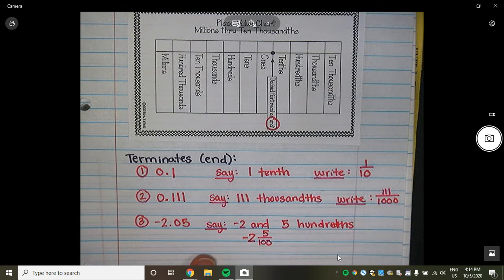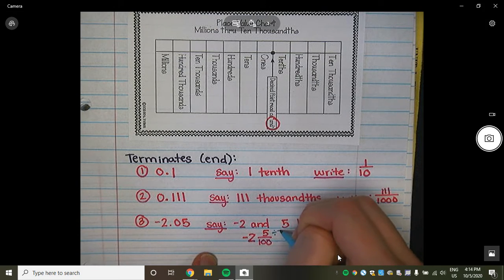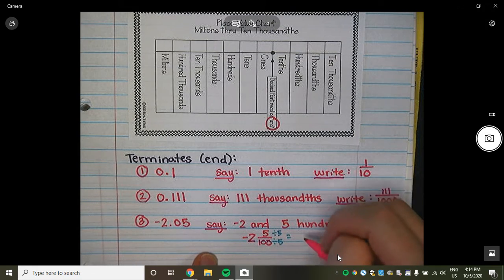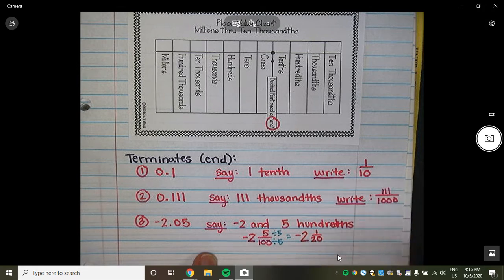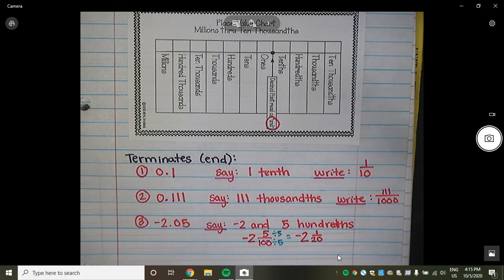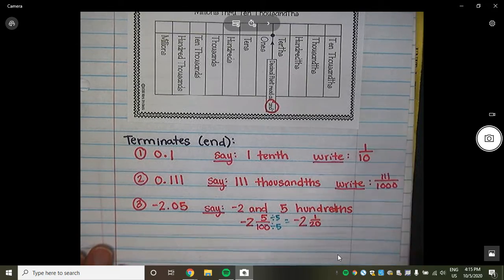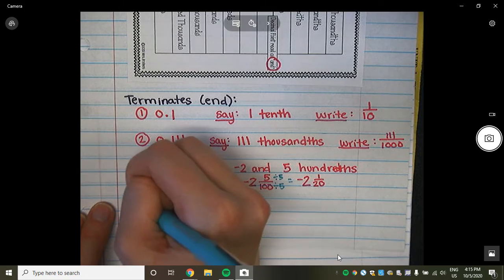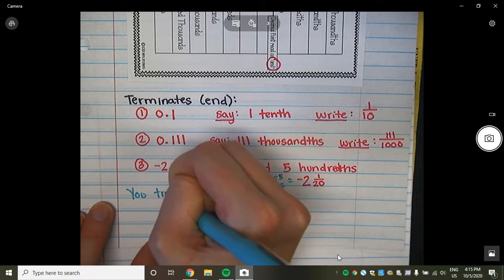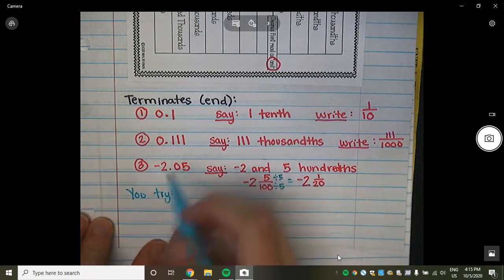And both of those, the 5 and the 100, are divisible by 5. So when I do that, I end up with -2 and 1/20. So don't forget to simplify. When we say it, if we get something that can be simplified, we need to do that. So now I want you to try these 3. I'd like you to pause the video and try these 3 problems. Go ahead and write these down.